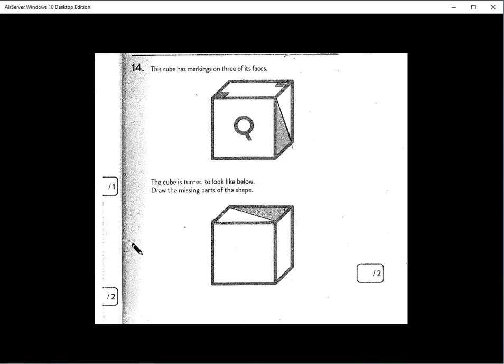So where would the Q go? The Q would go over here, so that's what you need to draw. You need to draw a Q with the tail going that way on this side. Your answer should be on this face, with the Q pointing upwards. If you've got that right, then you can give yourself a tick. Okay.